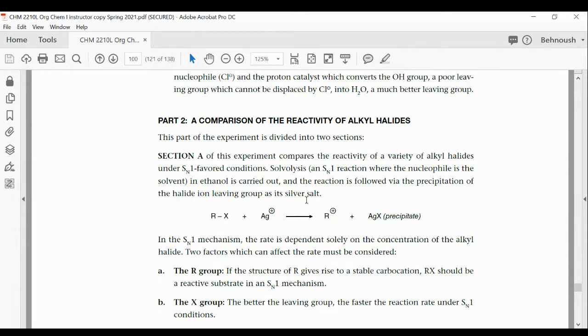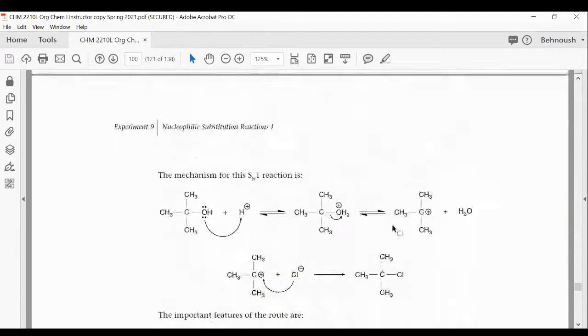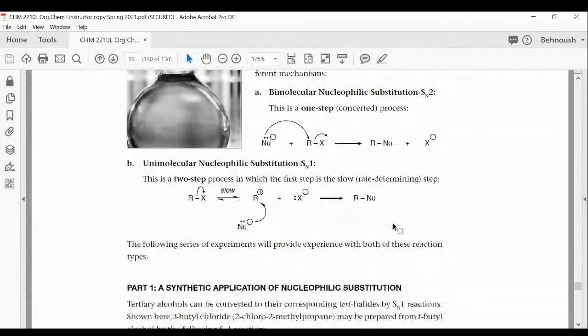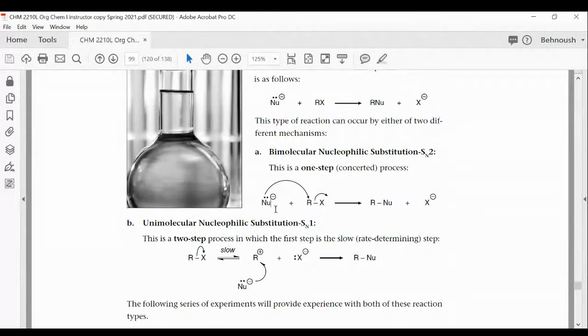On the other hand, in an SN2 type reaction, because the action is going to take place in one step, the less hindered the alkyl group is, or the alkyl halide is, the faster the reaction.